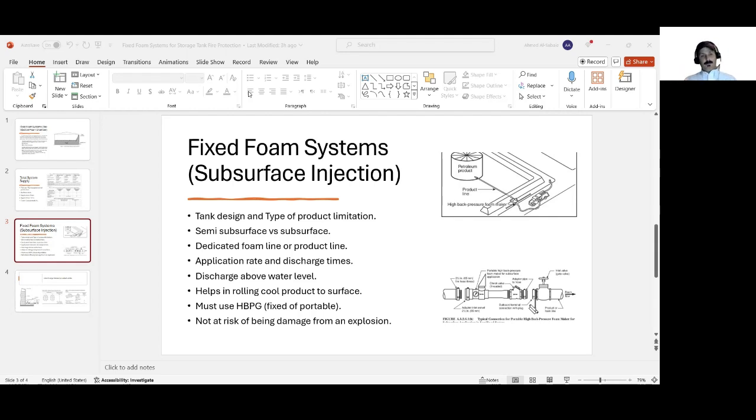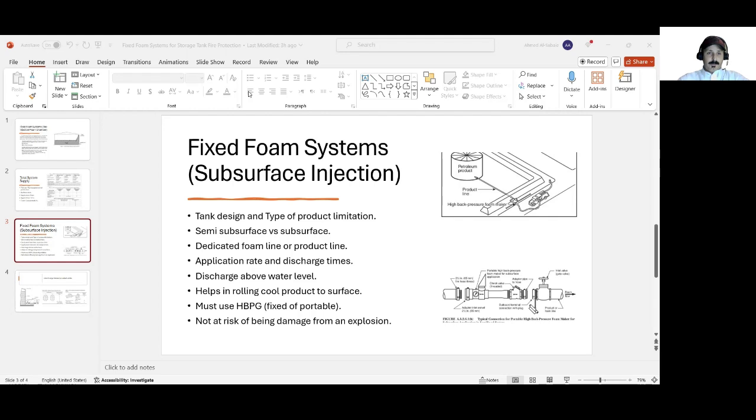there are fixed roof tanks and there are floating roof tanks. And the construction or the design of the tank depends on the type of material stored inside, the flash point, and the physical and chemical properties of that liquid.